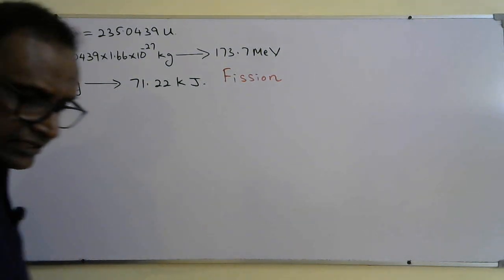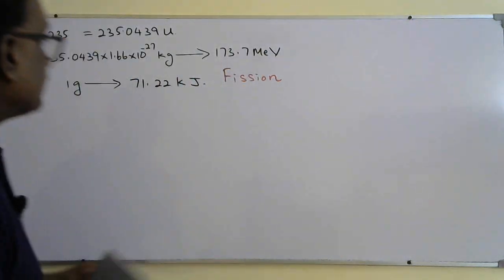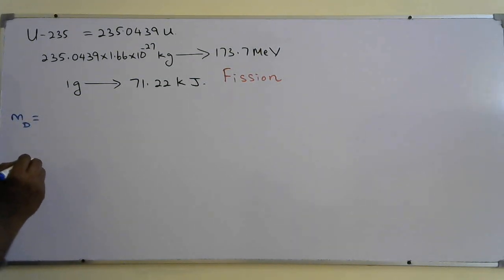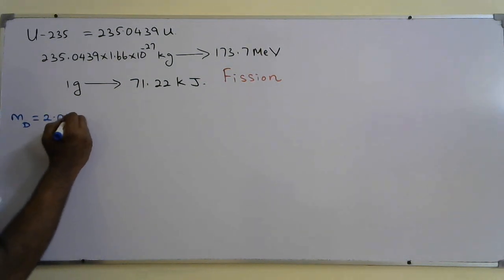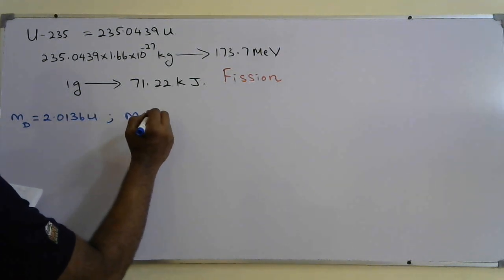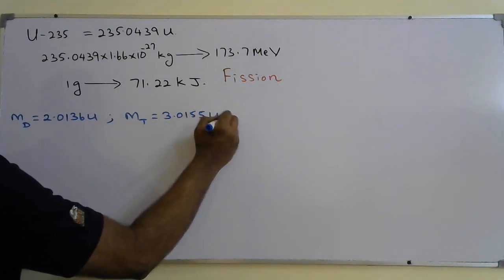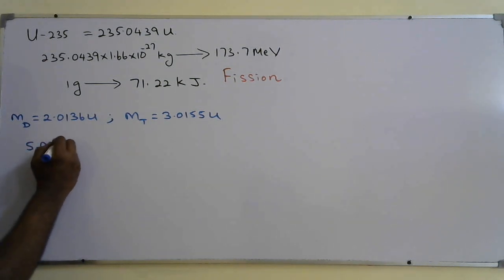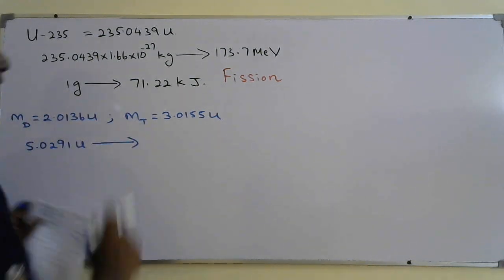When we consider the fusion reaction, how much mass is involved? When we consider the total mass of deuterium and tritium, the mass of deuterium is 2.0136 U, and the mass of tritium is 3.0155 unified atomic mass units. So totally, that is 5.029 U, the total mass of a deuterium and a tritium.